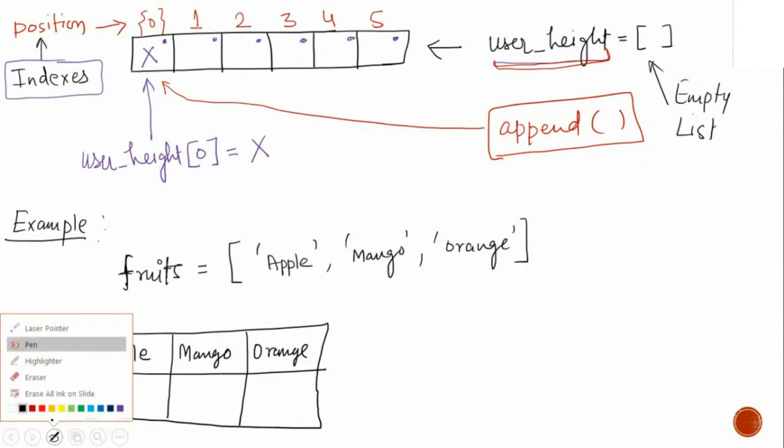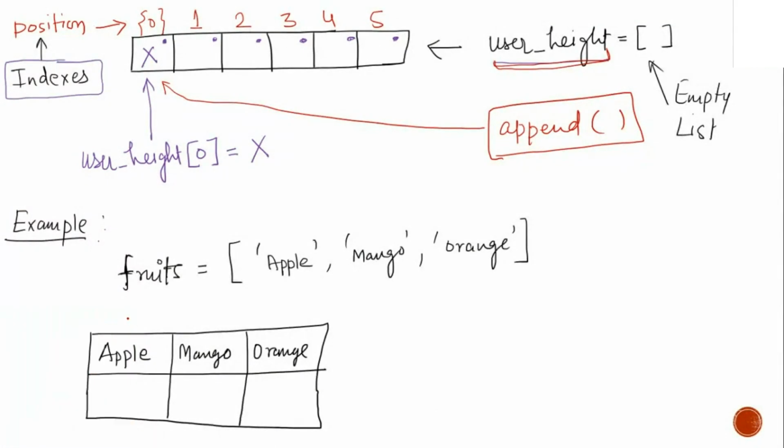If I talk about the positioning, this is my indexing value 0. This will be your 0 indexing, this will be your 1 indexing, and this will be your 2 index. We have to use this indexing with square brackets. Whether you are defining a list or a tuple, you have to use the square brackets.